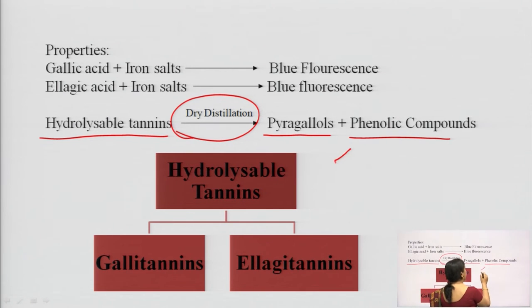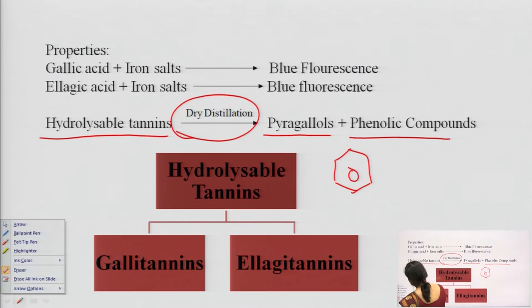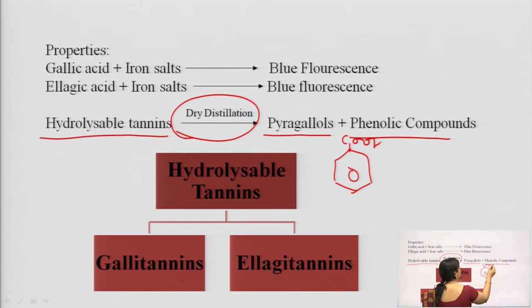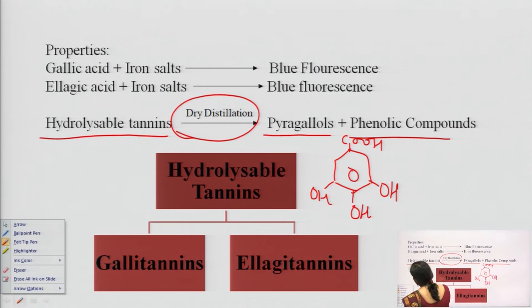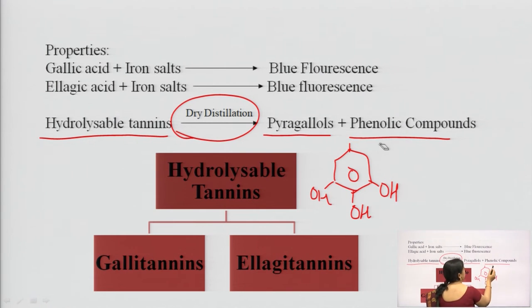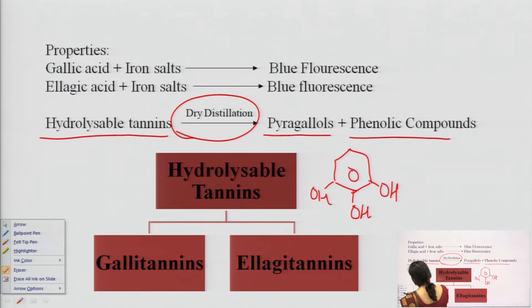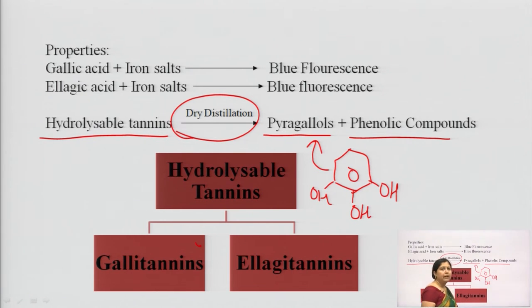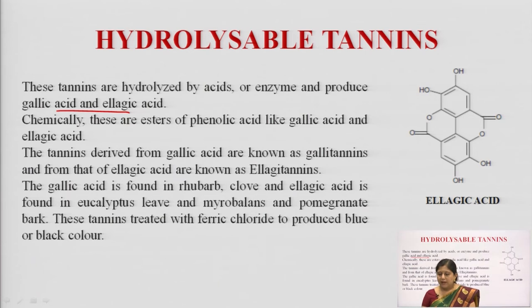For example, I take the structure of gallic acid. It has 3 phenolic groups. When we do the dry distillation, the carboxylic acid gets removed and it is converted into a pyrogallol. This is a pyrogallol structure. So, when this kind of reaction takes place, we call it a hydrolyzable tannin, where the tannin is getting converted to a simpler form. Chemically, these are the esters of phenolic acids like gallic acid and ellagic acid.